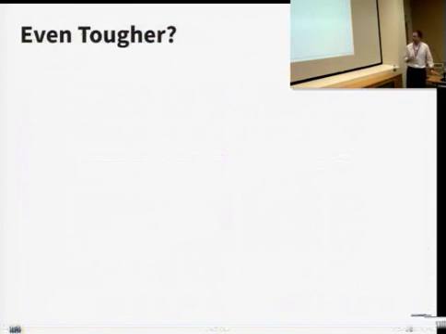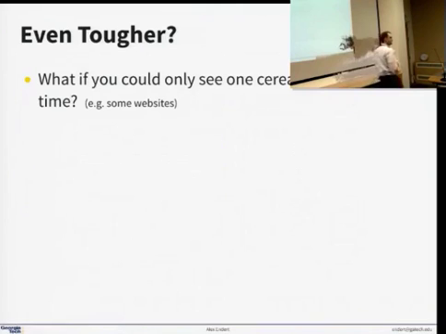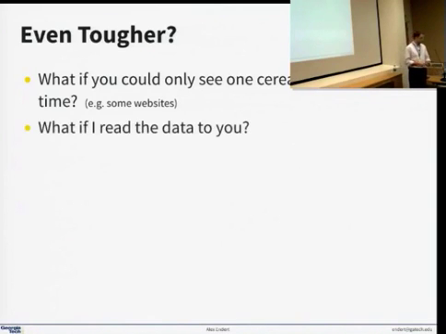So this problem gets even harder, right? What if I only told you one cereal's data at a time? I gave you a table before. What if I now only showed you one row in that table at a time, and they just kept getting added to it, maybe in a streaming data context, for example? This is much like some websites where you have to click next and tab through things to get to the data. So that actually makes this much more difficult.